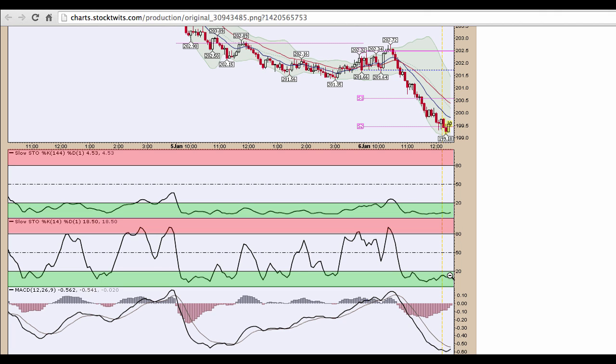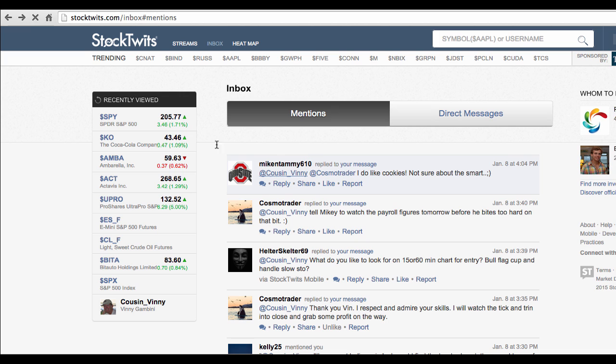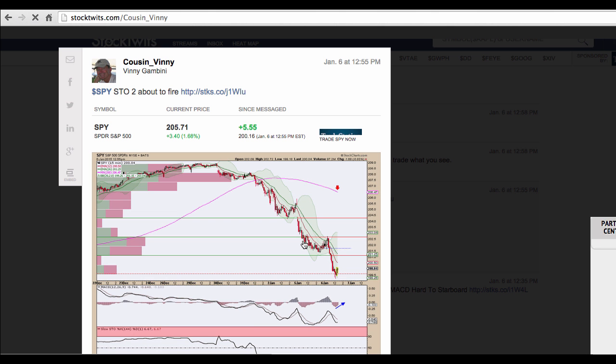This is for an alert, and this is for the actual entry. And then you watch MACD as well for a cross. So here's S2. So now if we go back to that post, the very next post is this one right here, where we're looking at the 15-minute chart, and I'm saying stow 2 about to fire. Okay? So you can see the time here is January 6th, 12:55. This is the reason why I post on StockTwits and Twitter, so we date and timestamp everything, and I can keep a running journal of the trades that I'm taking.